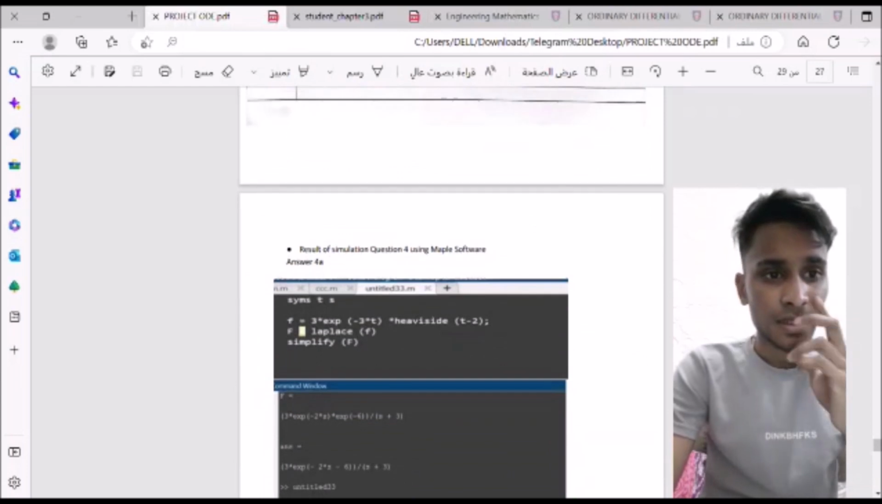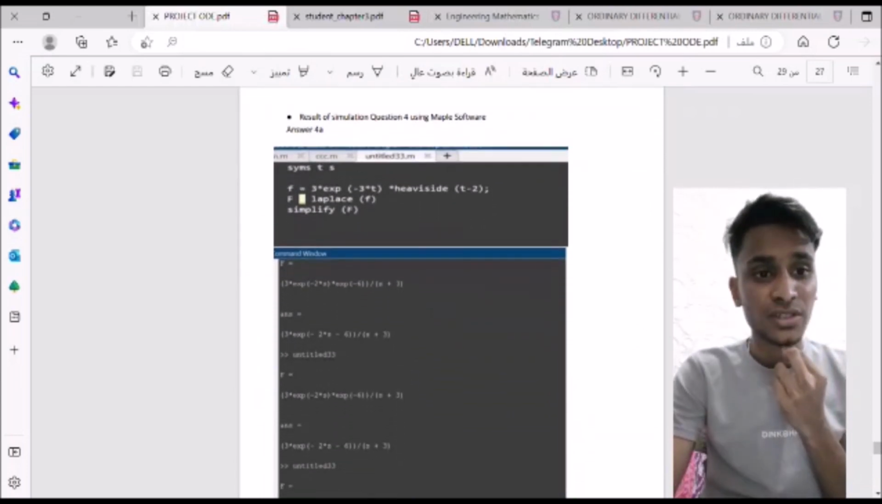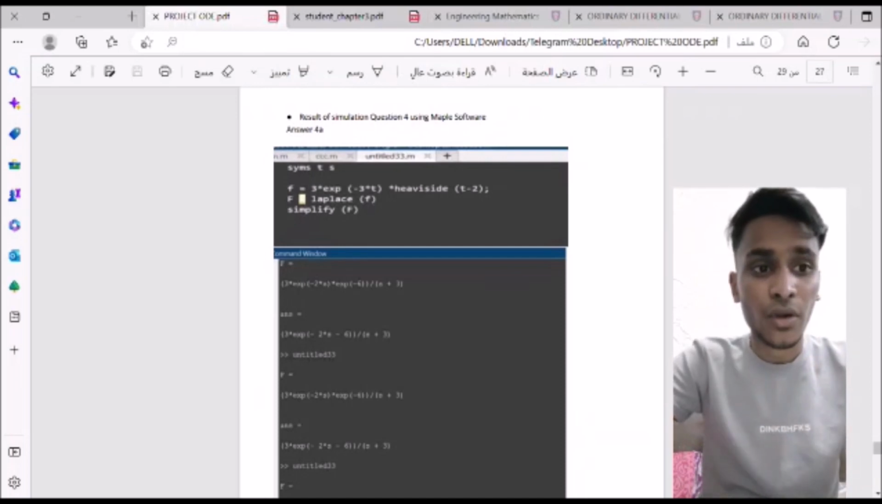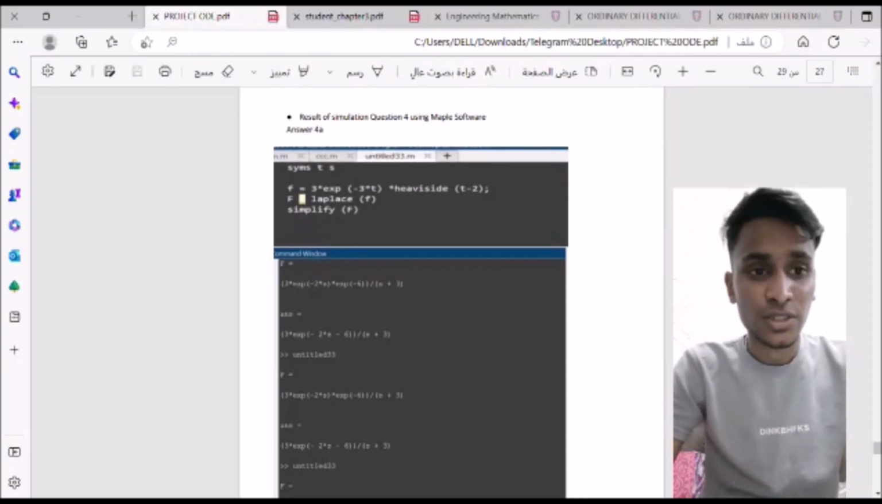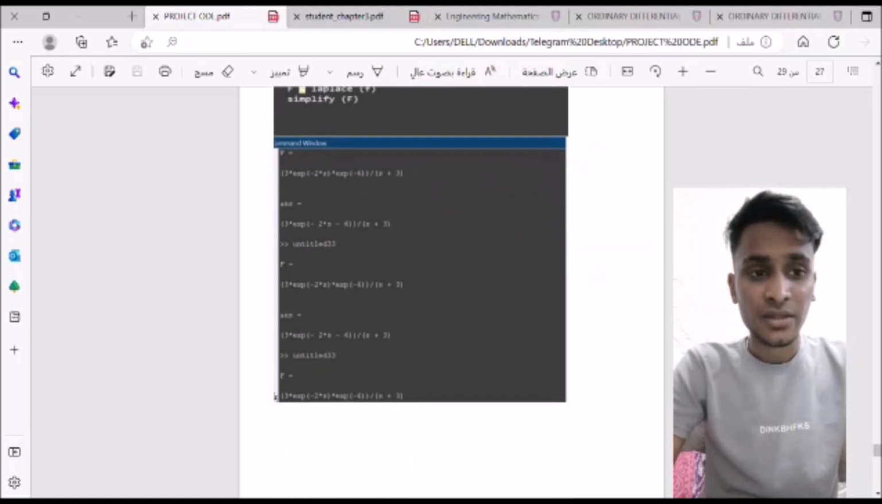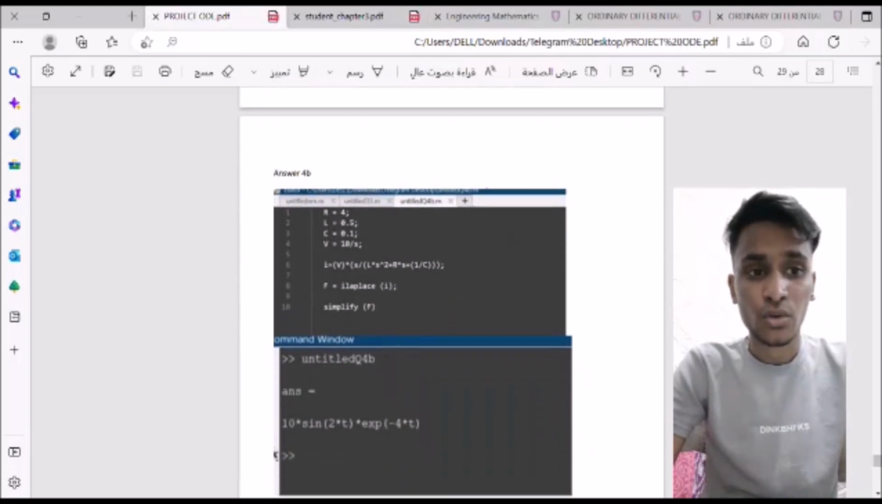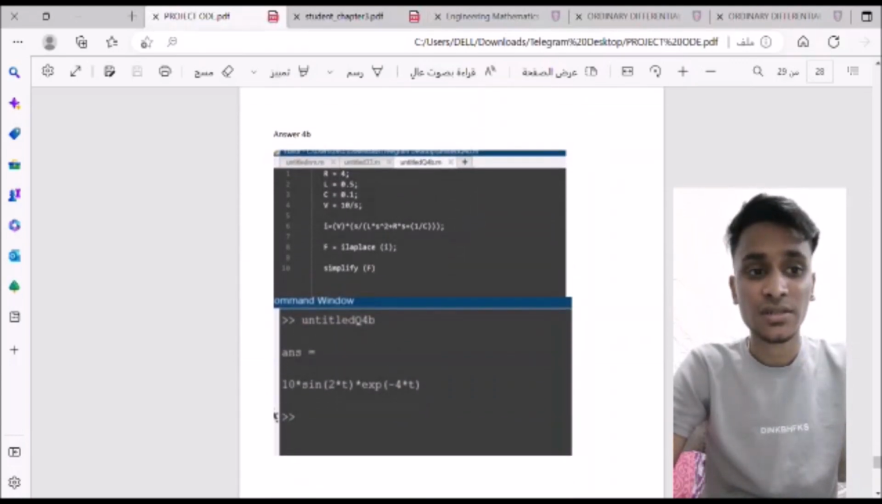And these are the results of the simulation of question 4 using Maple software. The first one is the answer for 4a. So these are the simulation and the coding for the answers for A. We have tried using Maple. And these are the answers for the simulation for B.